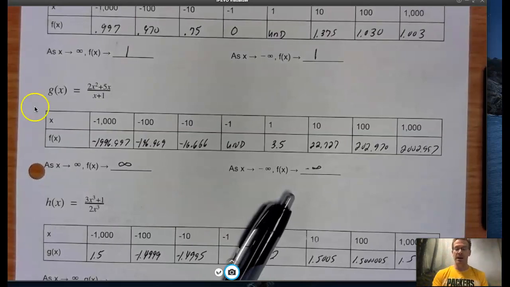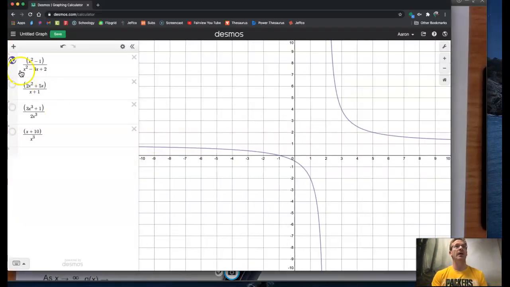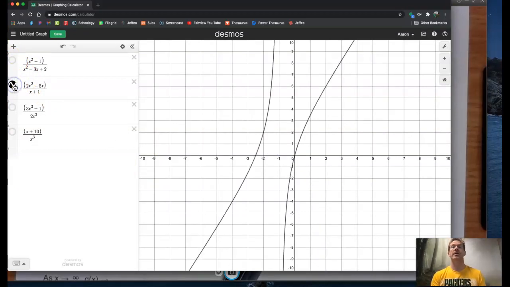So once again, let me throw up the graph here. Let me click this one off, and let's click this one on. And you can see that, right? It looks like it's going to keep going up and up and right off the screen there. This is going to keep going down and down and down.